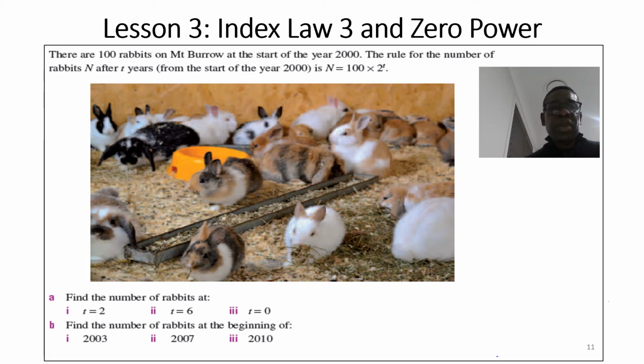Some problem solving question here. There are 11 rabbits on Mount Barrow at the start of the year 2000. I'll underline that because it's very key to the question. The rule for the number of rabbits n, after time t years from the start of the year 2000, is given by that.